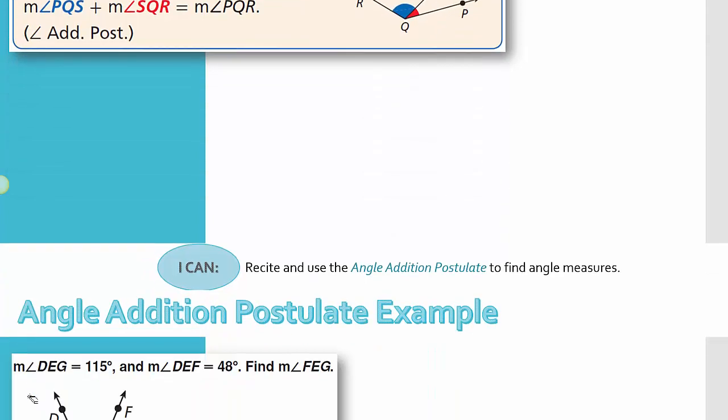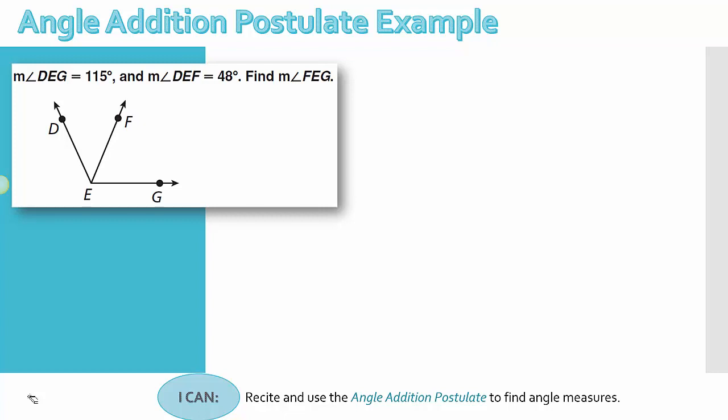So how would you use the angle addition postulate? Well, let's look at this angle here. You'll see we have F on the interior of angle DEG. So they tell us the measure of some of our angles. We know that one of them is 115, the other one is 48, and they want us to find the third angle. But first, I'm going to use the angle addition postulate just to write some things out here.